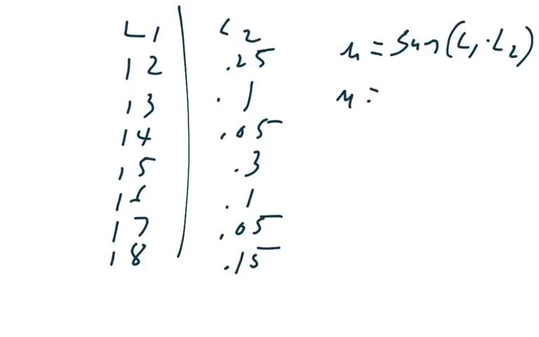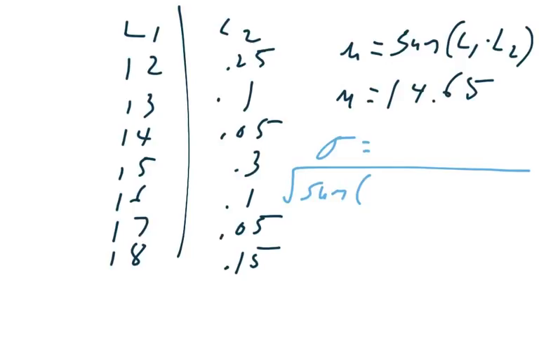And so the mean turned out to be 14.65. For the standard deviation, we are going to square root the sum of L1 minus 14.65 squared times L2, which is 2.056.